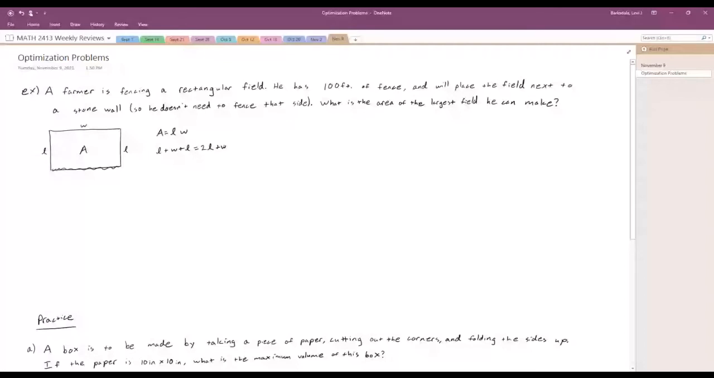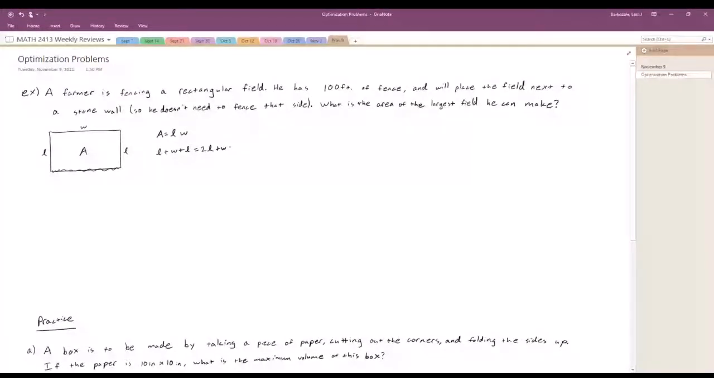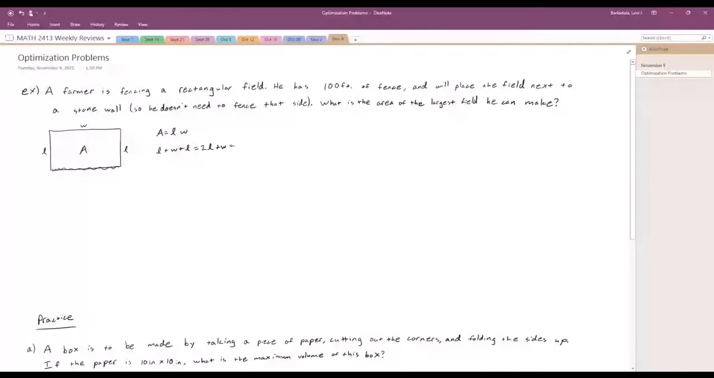Now, it stands to reason that if he's trying to make the biggest field possible, he's going to use up all of his fencing. So I'm going to say that this 2L plus W should use up all of his fencing. Or in other words, he's using up all of his fencing to make his field.